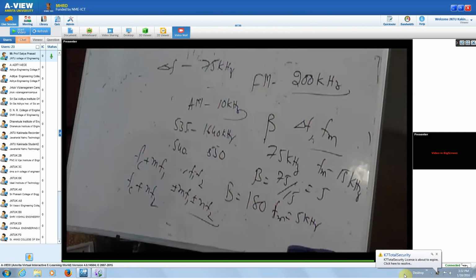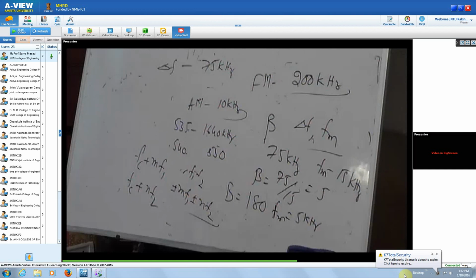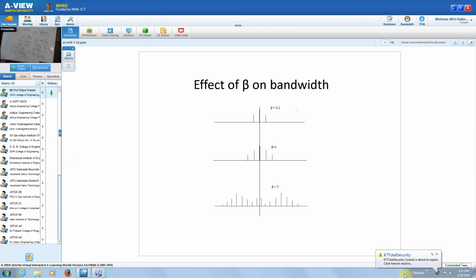Or if you further reduce this frequency, because you are having up to 300 hertz, you are going to have different beta values, and based on that your bandwidth also is going to be changing. So if beta is 0.1 or less than 1 radian, then we said that you are going to have only 2 sidebands, equal to that of your AM signal. AM is having 2 FM as a bandwidth, and your narrowband FM also is going to be having only 2 FM. Both are having the same magnitude spectrum.